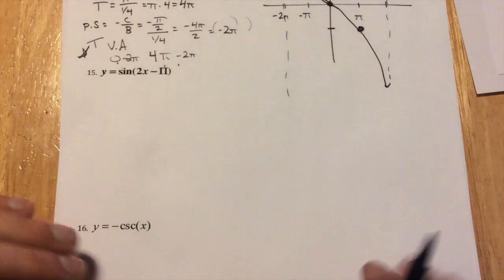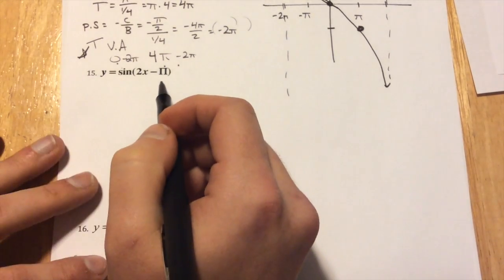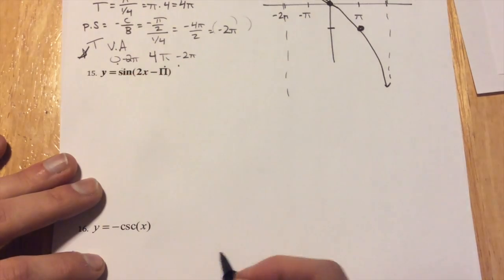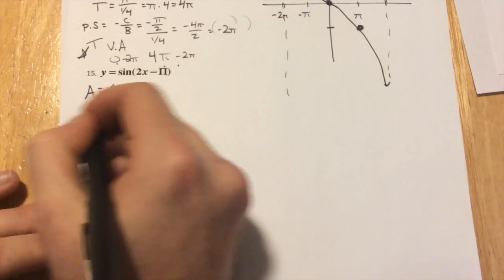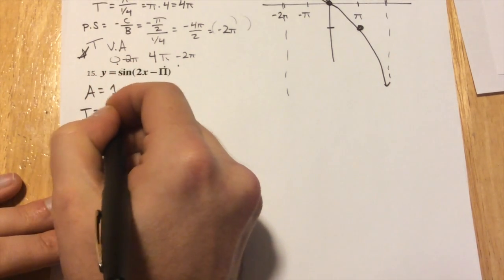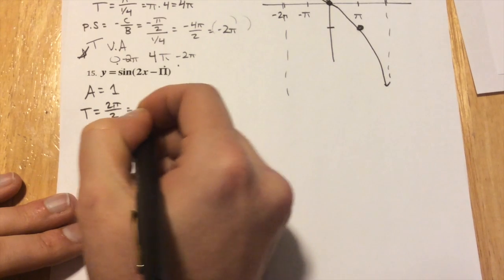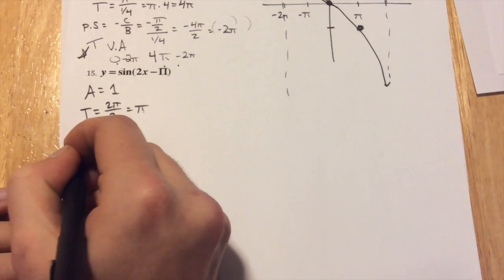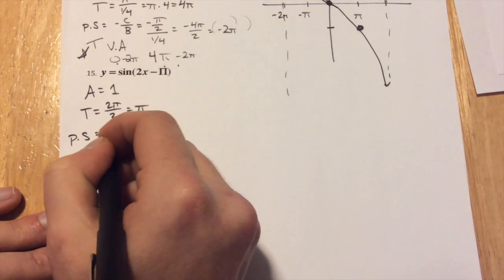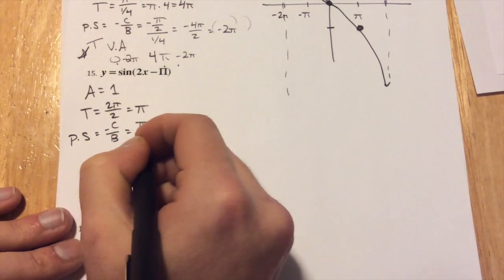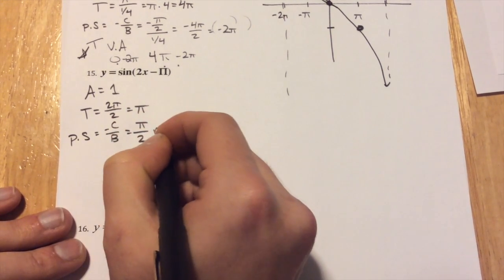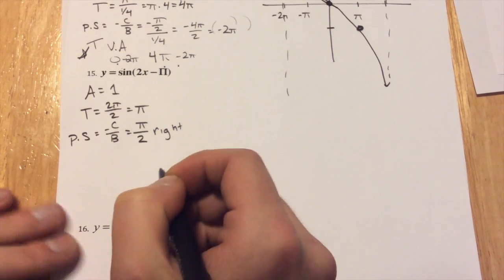Moving on. Sine of 2x minus pi. Sorry for the weird symbols. My amplitude here is 1. My period here is 2 pi over b. So my period is pi. My phase shift is negative c over b, which is pi over 2. And that's to the right.